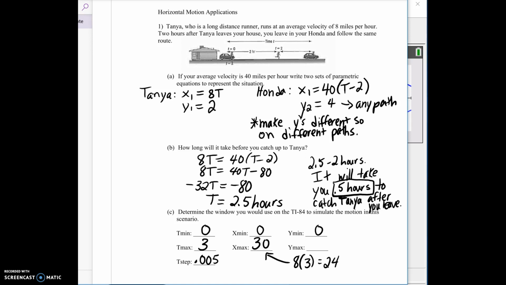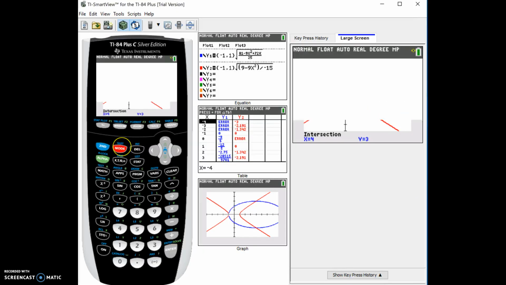And then my y max, I'm putting 6. You can kind of keep this standard depending on what you pick for your y1 and y2. So that's based off of this stuff that's going on up here. Right, so I'm just going to simulate the motion on the calculator. I'm going to switch to parametric mode.